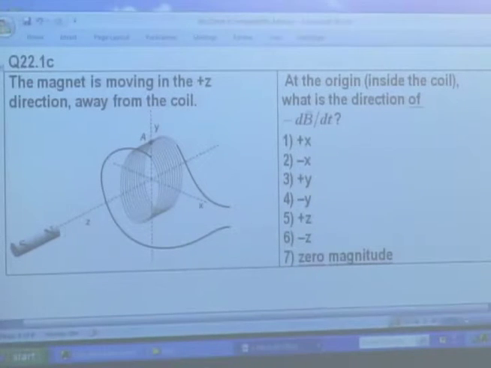We want to find the direction of the magnetic field inside the coil, draw B initial. In this case, you're moving the bar magnet away from the coil. So here's the initial point of the bar magnet. Draw the initial magnetic field inside the coil. You move the bar magnet away, draw the final magnetic field, draw delta B, and then figure out the direction of negative dB dt. So let's try that.